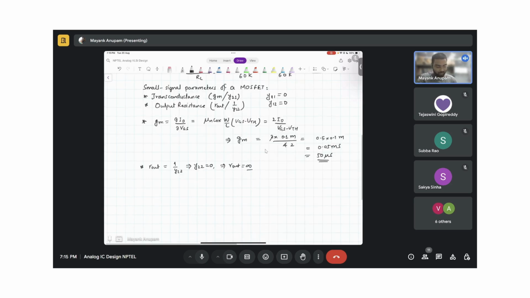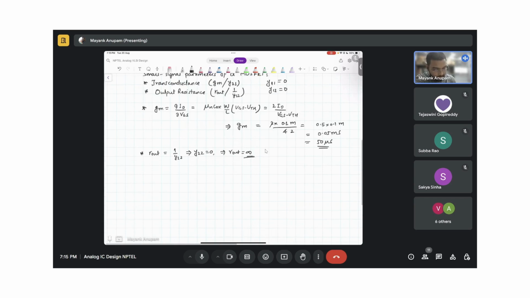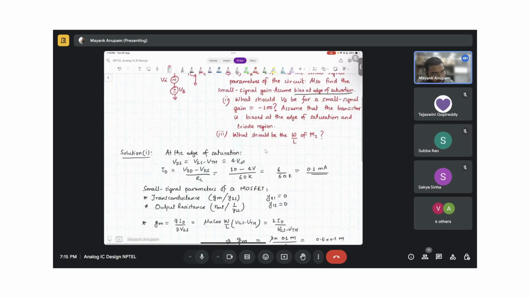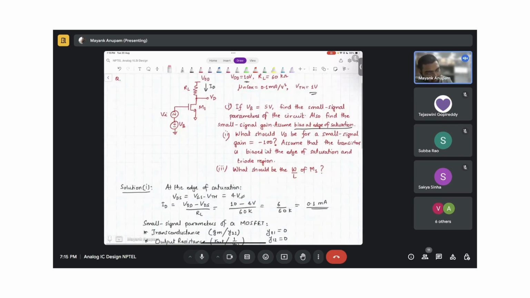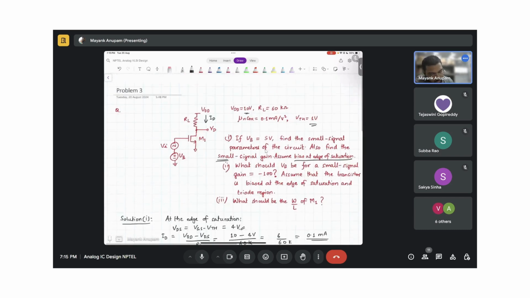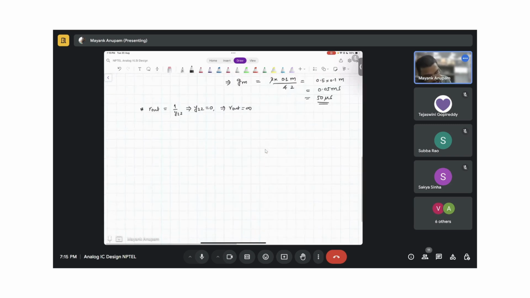Fine. So R out is equal to infinity. So these are the small signal parameters, right? Now tell me how do you find out the small signal gain? That is also something which we need to find out. We also need to find out the small signal gain of the circuit. So the circuit is this one. We have the following circuit.